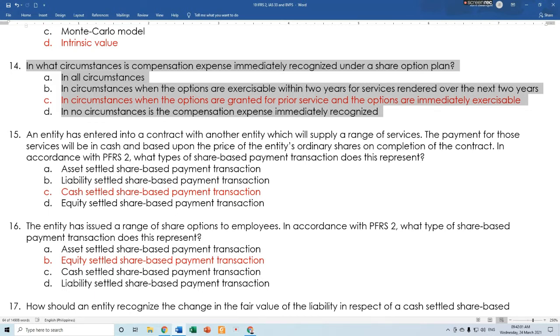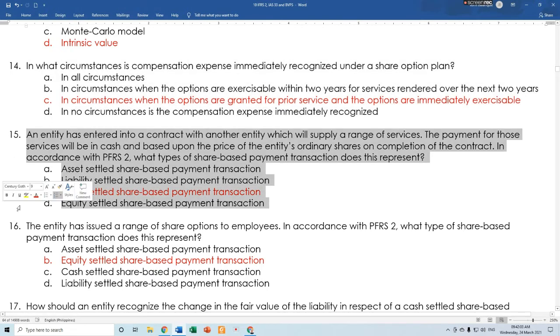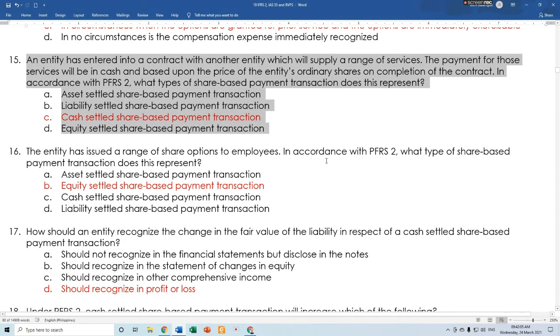15. An entity has entered into a contract with another entity which will supply a range of services. The payment for those services will be in cash and based upon the price of the entity's ordinary shares on completion of the contract. In accordance with IFRS 2, what type of share-based payment transaction does this represent? Okay? So, ano daw gagawin? Magbabayad ng cash based on the value of the shares. Di, cash-settled share-based payment transaction na yan. Letter C.